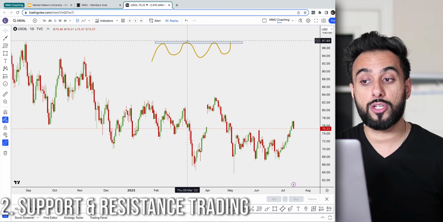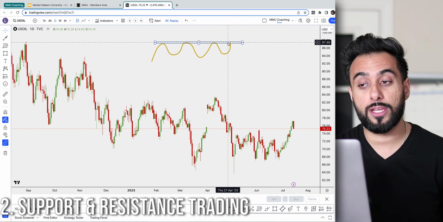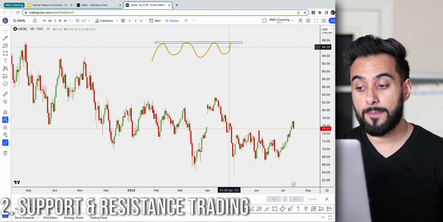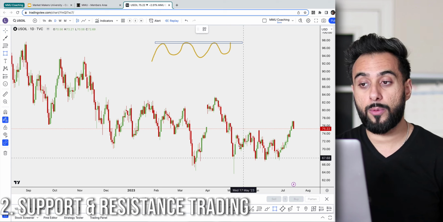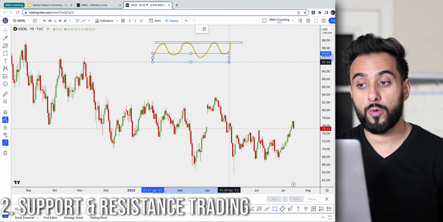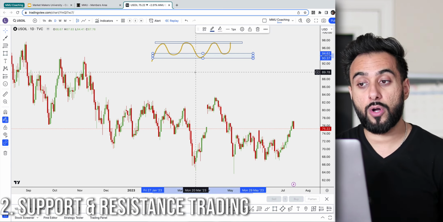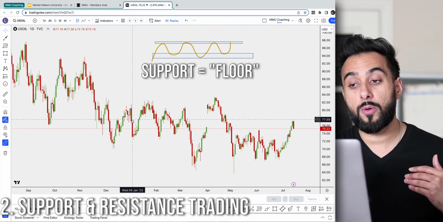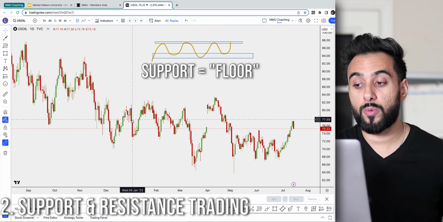So you would enter a short, you would enter a short. Now, on the other end of that, if you see an area where the price is having trouble breaching the lows, this type of area would be what's called a support area. And this is an area where you would want to enter a buy position. This is where you would want to enter buys.